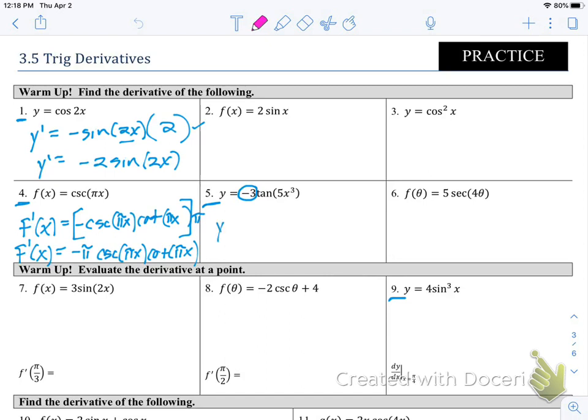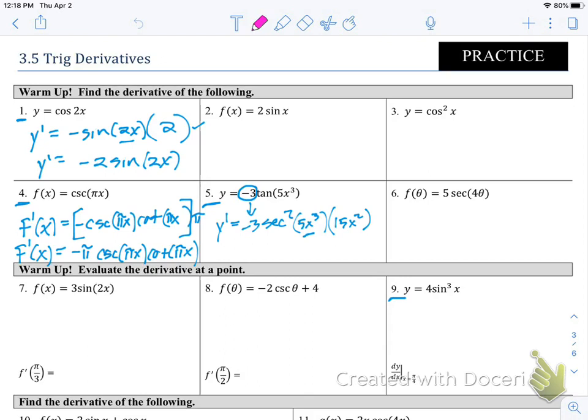So watch. When I derive this, I'm really deriving tangent, which is secant squared of whatever I'm taking the tangent of, 5x cubed, times the derivative of the inside, and the derivative of the inside is 15x squared. Don't forget the negative 3 out front. It just tags along. Any constant multiplied to something you're deriving, you can actually remove it, do the derivative without it, and then multiply it back in when you're done, which I've done in this example.